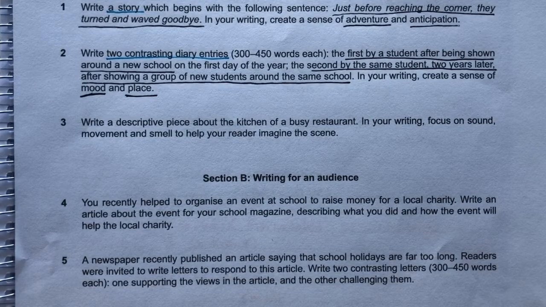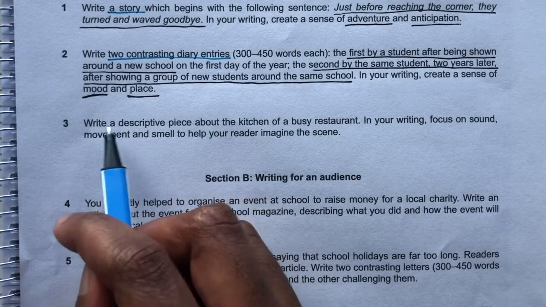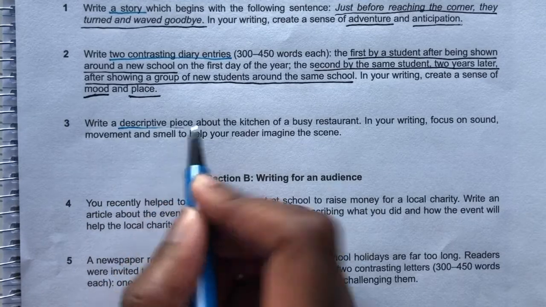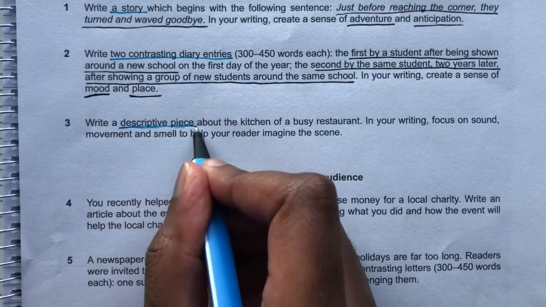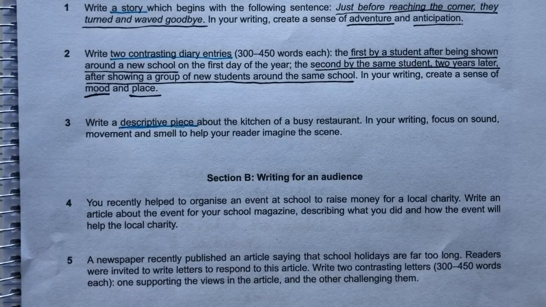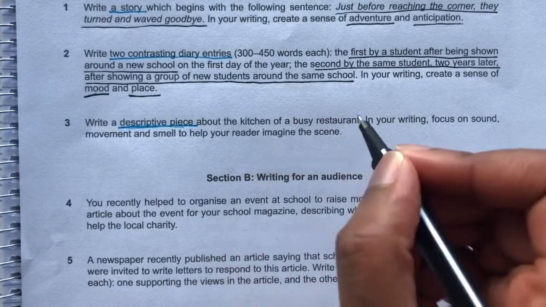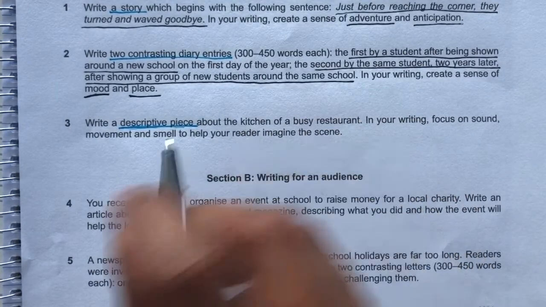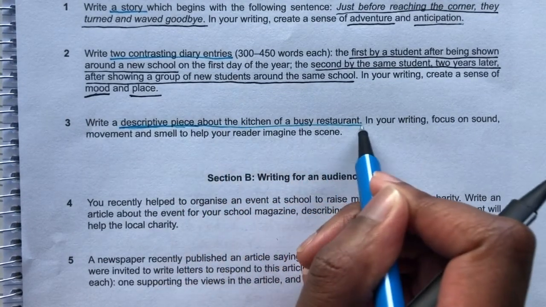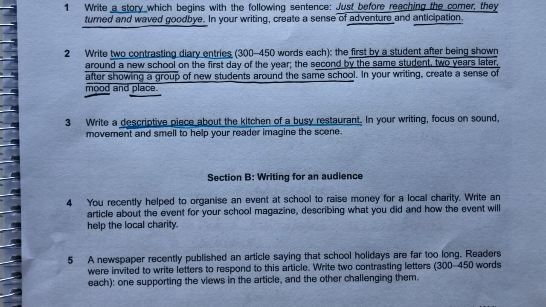Okay, so here, color coding again. Write a descriptive piece. So this is the main thing. Descriptive piece. And any extra requirements. Kitchen of a busy restaurant. Actually, that could still be in blue. Descriptive piece about the kitchen of a restaurant.